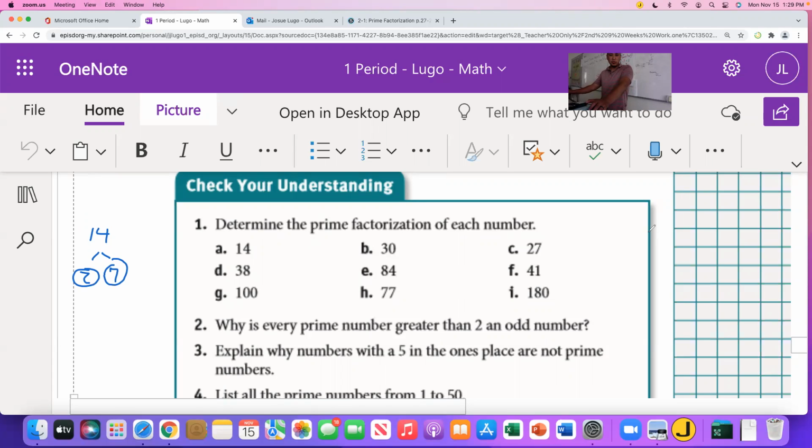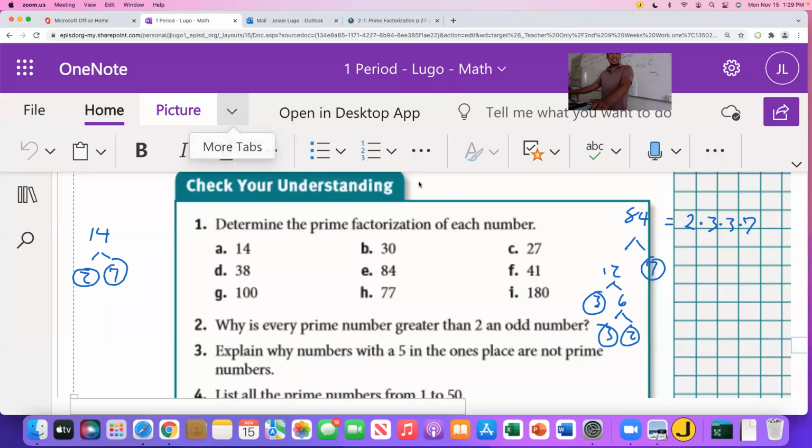Look at letter E, though. We have 84, the one that we just did right now. So if I do that again, 84 is 12 times 7, 7's prime. 12 is 3 and 6. 3 is prime, and 6 is 3 and 2. So the prime factorization of 84 is equal to 2 times 3 times 3 times 7.